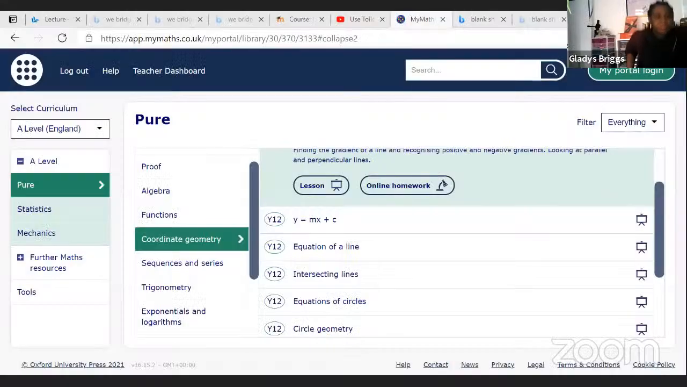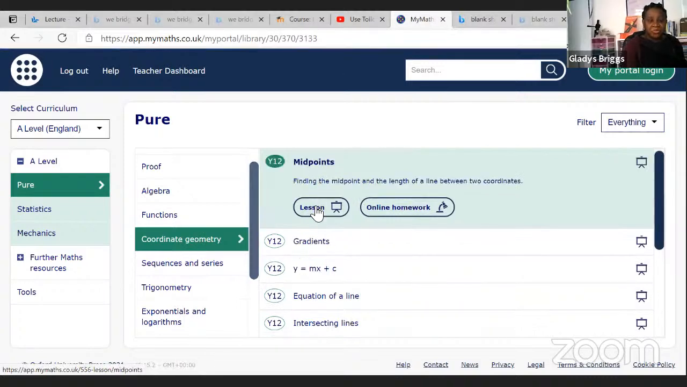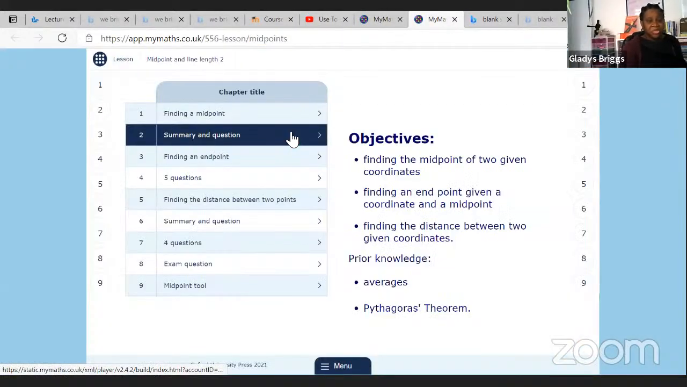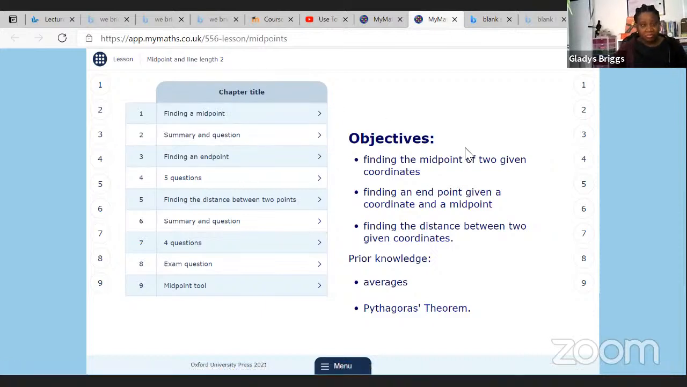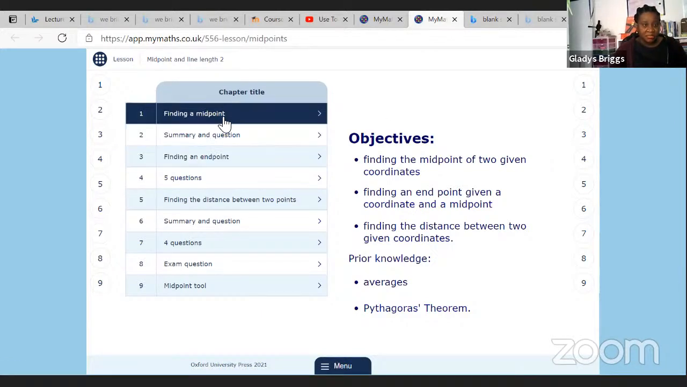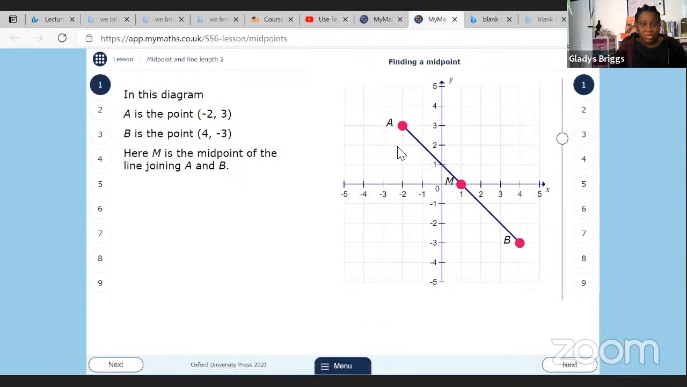Okay, so we are on to coordinate geometry. And today we're going to start off with midpoints. And if we have time, we can do gradients, okay? Finding the midpoint of a line, okay? So let's say you have a line like this one, yeah? A is the point -2, 3.